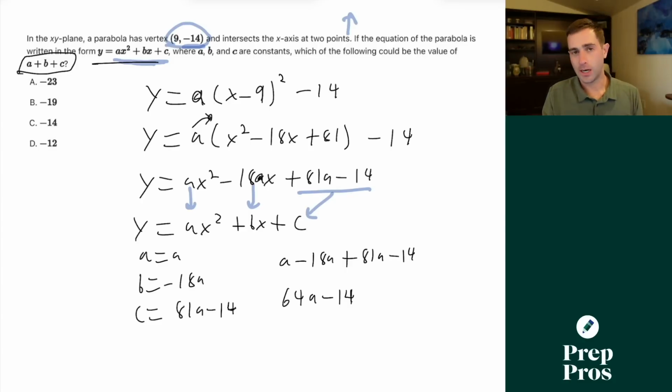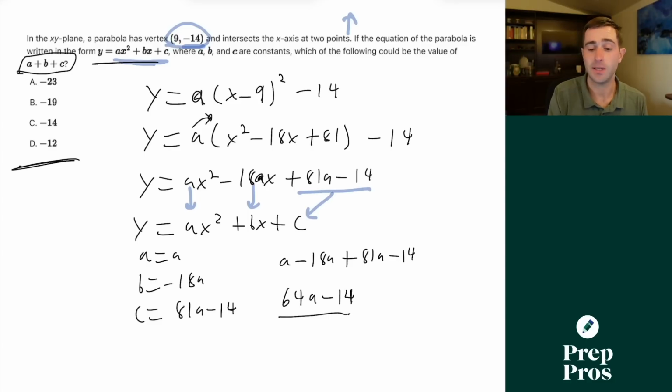And now it's normal to get a little stumped. We've done all this work correctly, but how are we supposed to figure out which of these could be a value of a plus b plus c? Well, we know 64a minus 14 is the same as a plus b plus c. And going back to our first sentence, as we talked about, our a value here has to be positive, because our y coordinate is below the x-axis, and since it's intersecting the x-axis at 2 points, it's an upwards facing parabola as we talked about earlier.